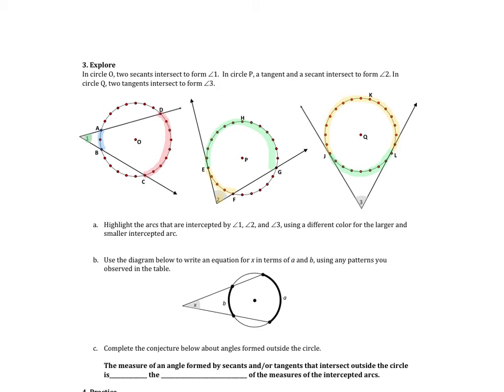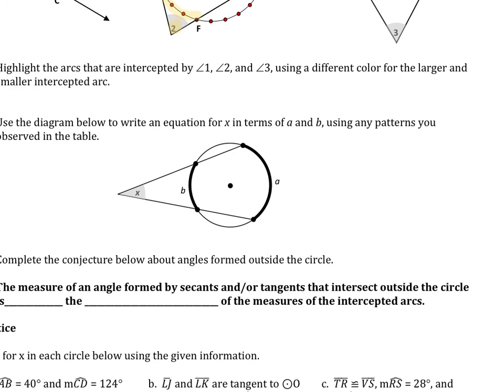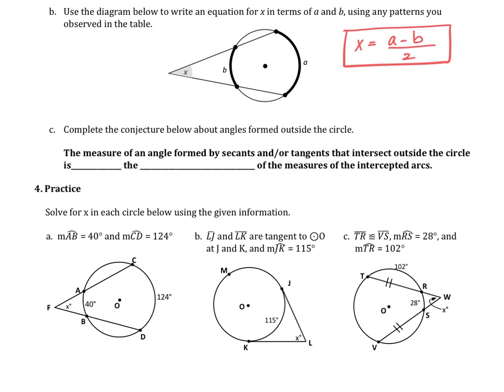So whether you have two secants intersecting outside the circle, a tangent and a secant intersecting outside the circle, or two tangents intersecting outside the circle, it's the same idea. The angle formed outside the circle by two secants, two tangents, or a secant and a tangent, in this case x, is equal to the big arc minus the small arc divided by 2. That's the rule. So to complete this statement, the measure of an angle formed by secants and or tangents that intersect outside the circle is half the difference.